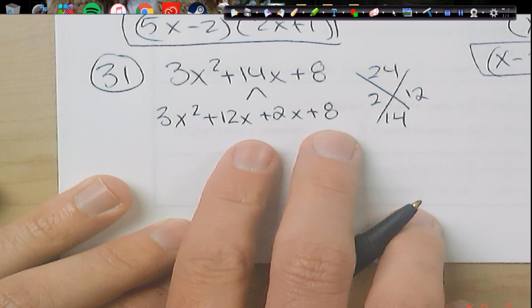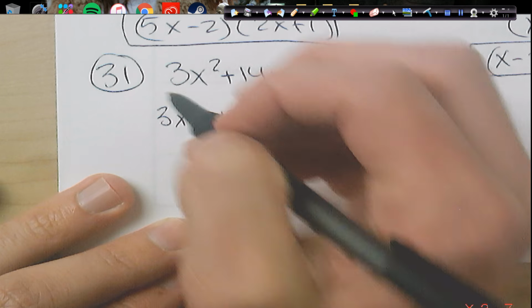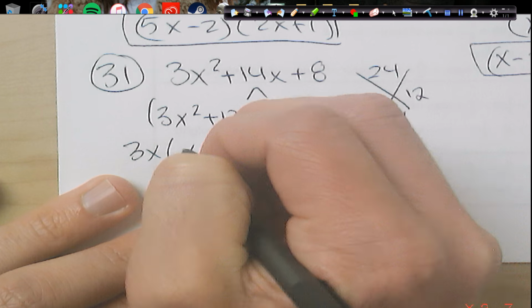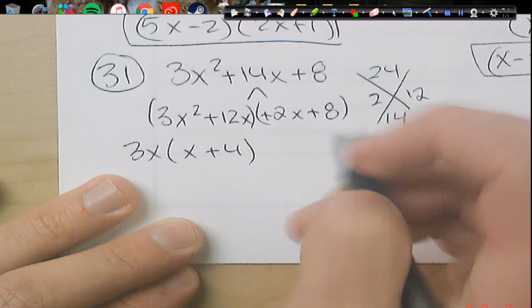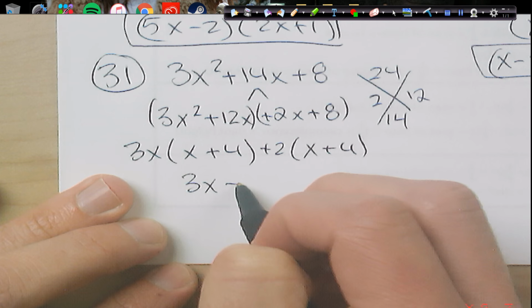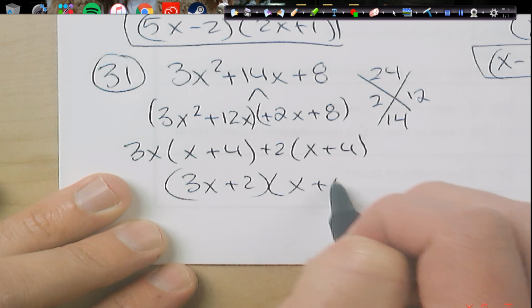And right here, we split that middle term, factor by grouping. You can pull out a 3x. That leaves me with x plus 4. I can pull out a 2. That leaves me with x plus 4. So we get 3x plus 2 and x plus 4.